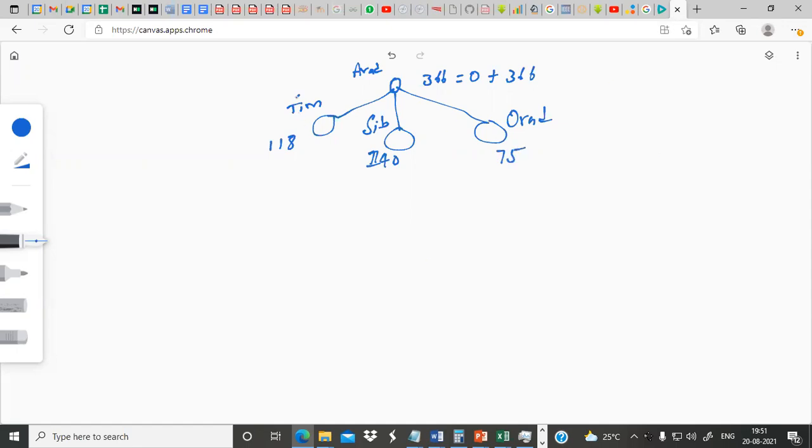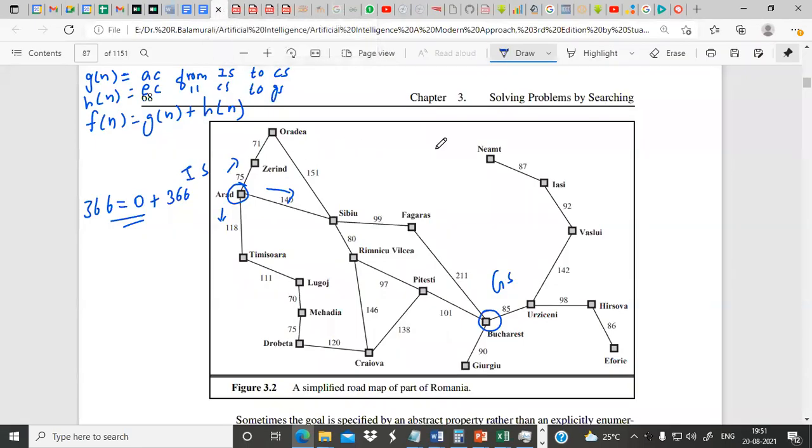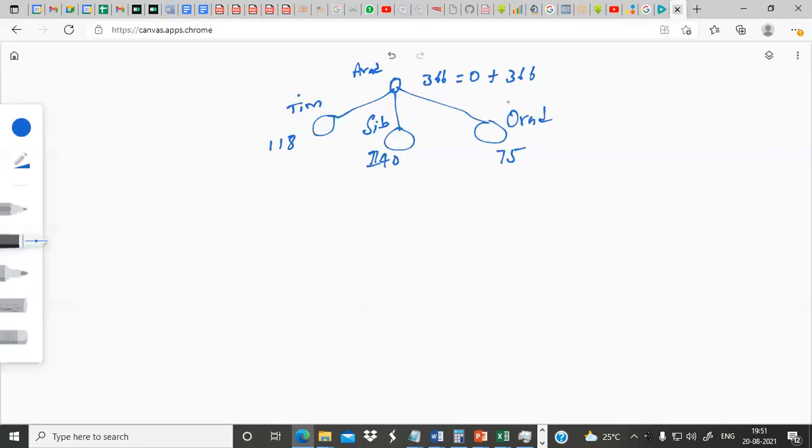So this is Zerind, right? Now what are all these things? 118 is nothing but the actual cost of reaching from Arad to Timisoara. 140 is the actual cost of reaching from Arad to Sibiu. This 75 is the actual cost of reaching from Arad to Zerind. Now for all these, let us calculate the f of n.